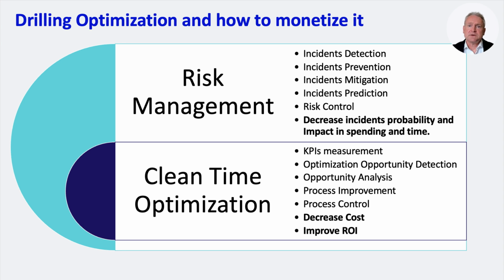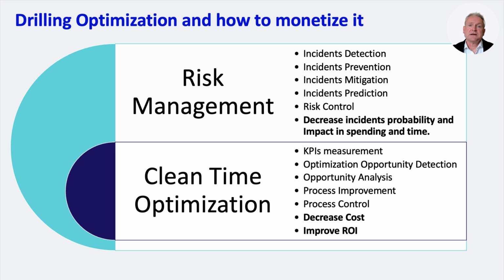Optimization creates value through two main levers: risk management and clean time optimization. Risk management focuses on incidents, detecting them early, preventing them from occurring, mitigating their impact, and even predicting them before they materialize. Effective risk control decreases the probability of costly failures and reduces the impact on both time and spending.